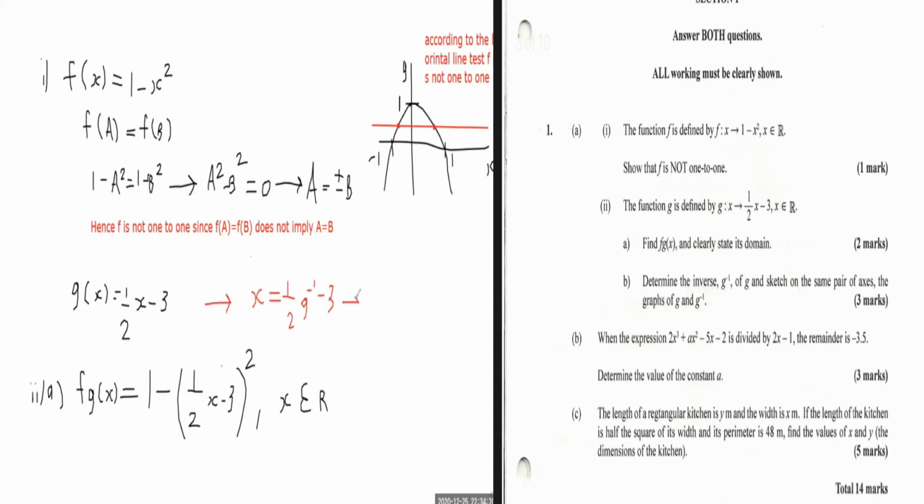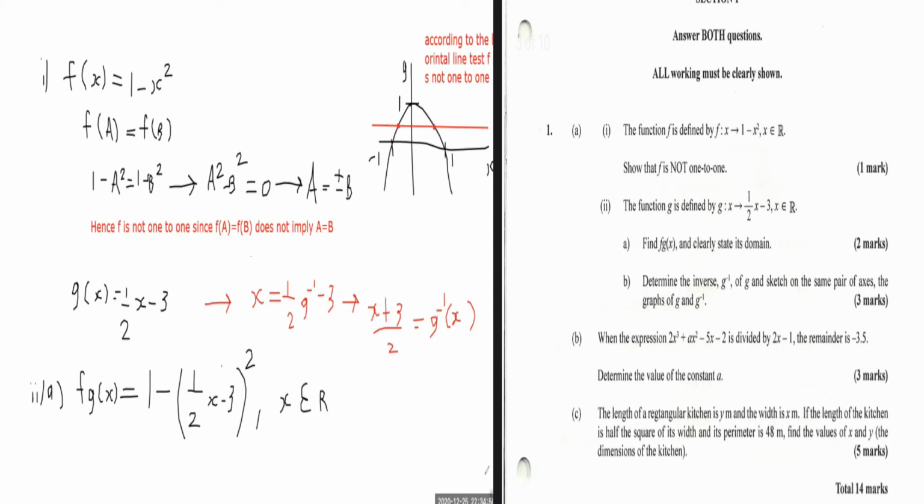And so what that means is, what we're getting is x plus 3 divided by 2. And that's g inverse. That's what we get for g inverse. So this is g inverse of x: g inverse of x is equal to x plus 3 divided by 2.